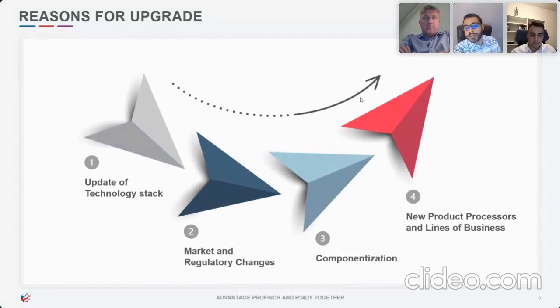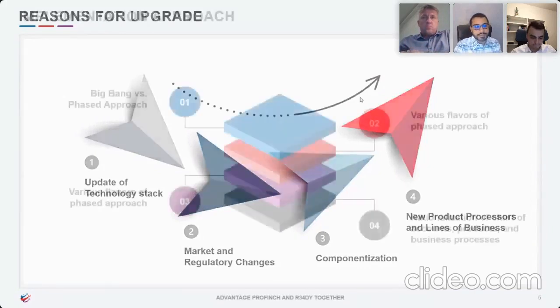Similarly, there are new lines of business which are opening up. Supply chain finance is evolving, and factoring is evolving. Every day we are seeing new use cases which cannot be handled by your current core banking system, right?